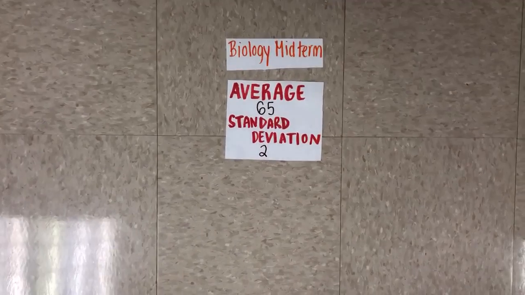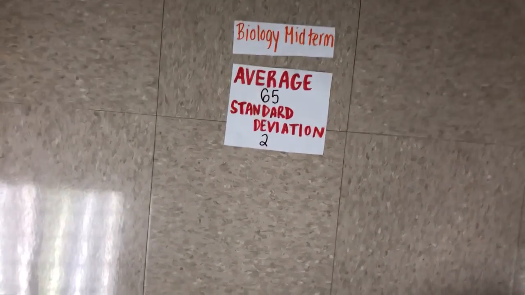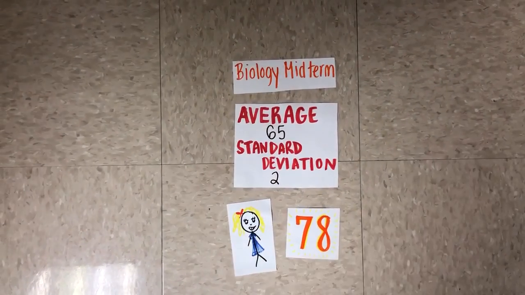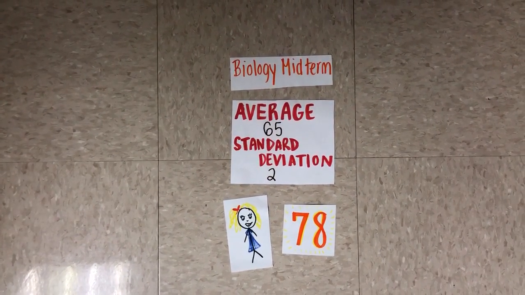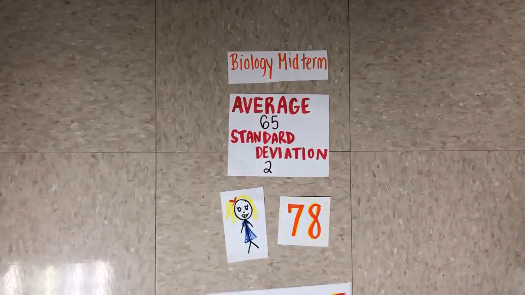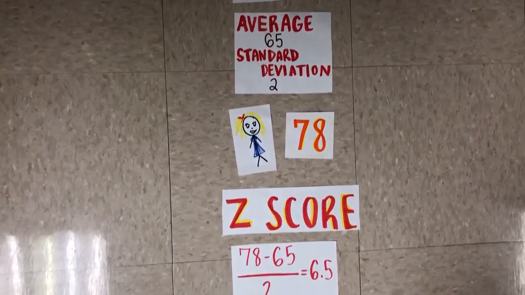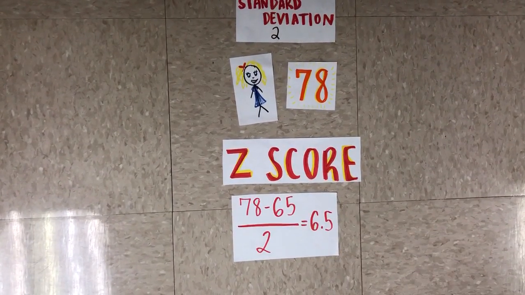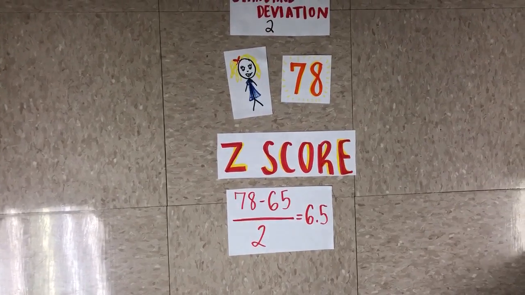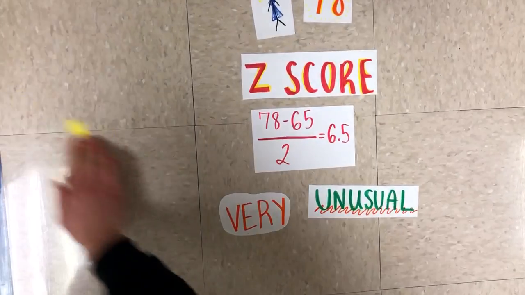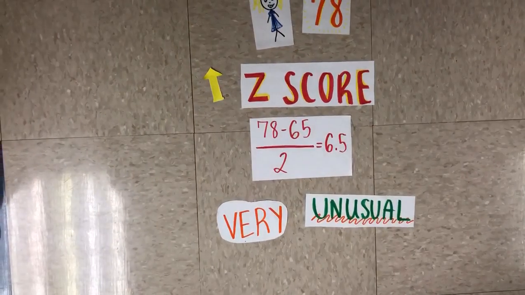Here's a scenario to try to understand this tool of a z-score a little deeper. The grades for the class biology midterm had an average of 65 and a standard deviation of 2. Sally scored a 78. So, to calculate the z-score, we must do 78, Sally's grade, minus 65, the mean, divided by 2. Her z-score is 6.5. 6.5 in this scenario is a high z-score, which in this case is good for Sally because her z-score is unusually good.